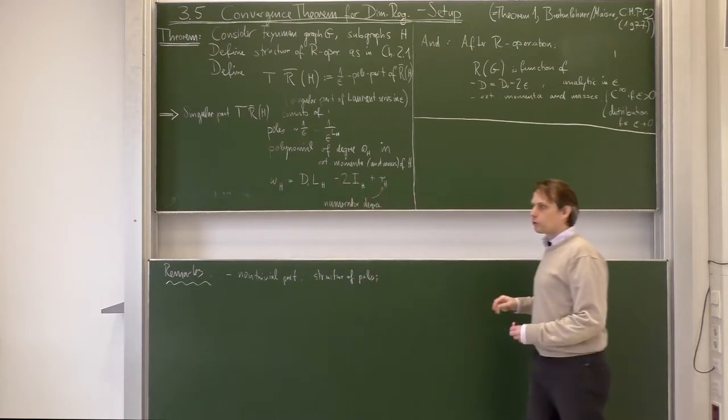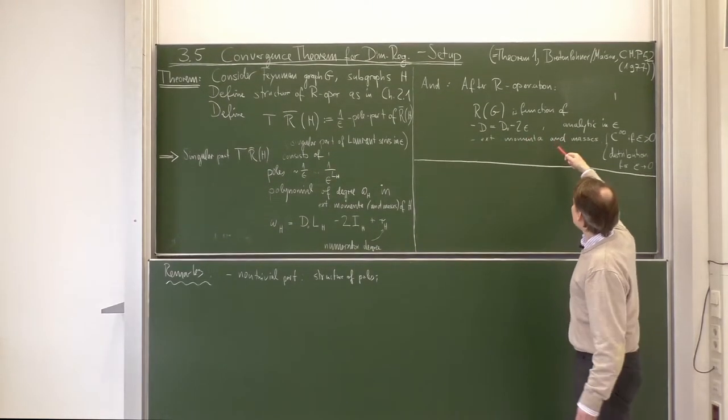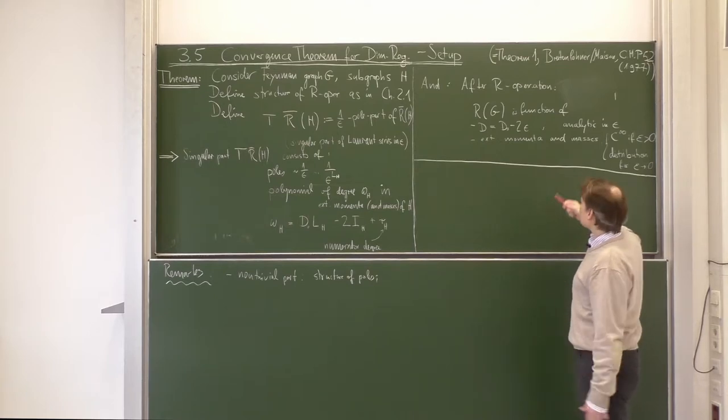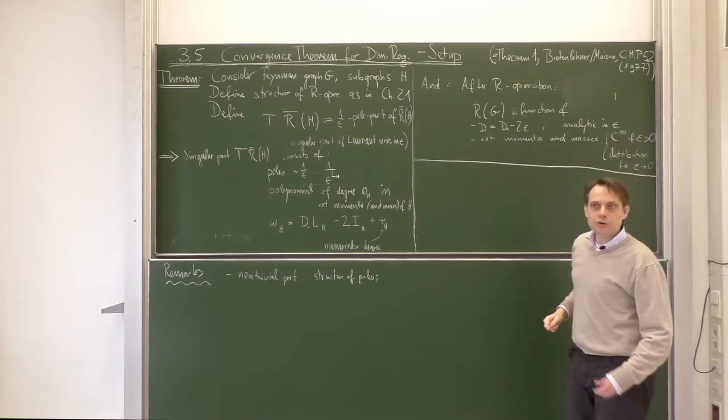And the second non-trivial element is the behavior of the final result. What kind of analytic structure does it have? So it is analytic in epsilon and C infinity in all the other variables.